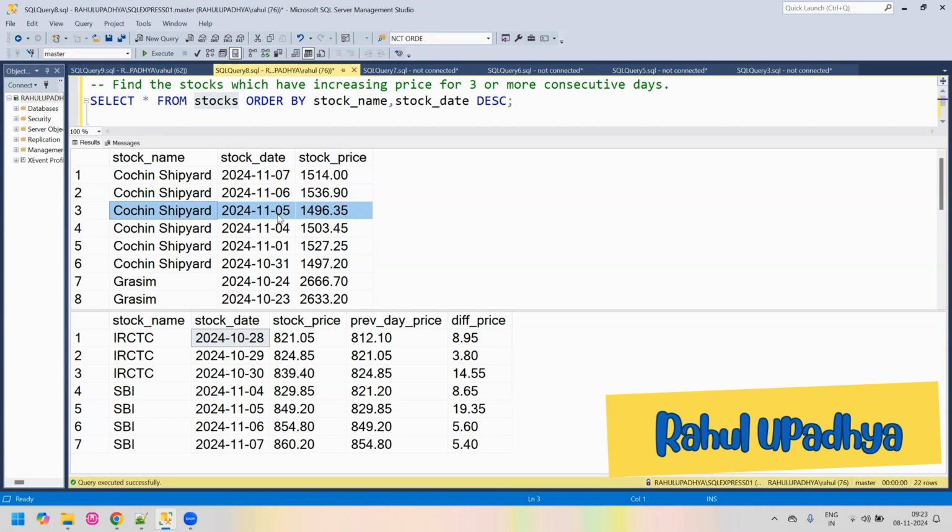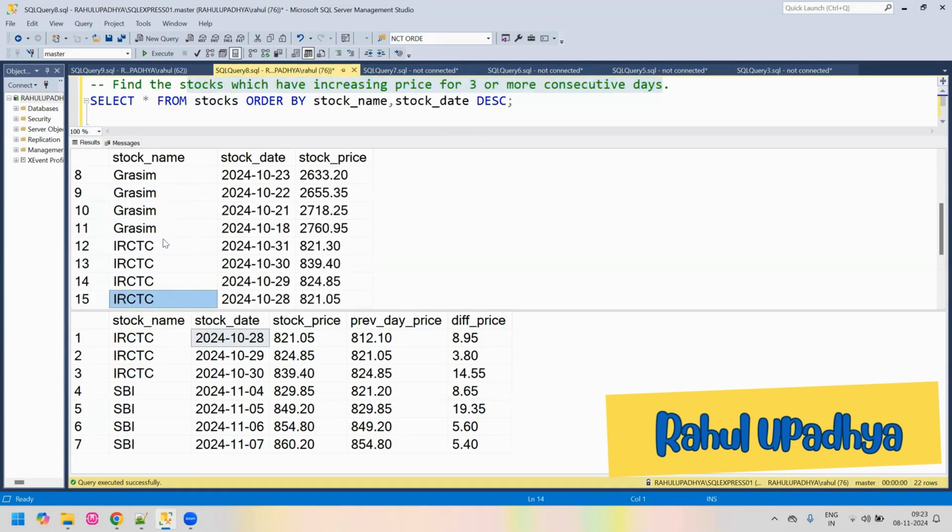Now we need to identify which are those stocks which have increasing price for 3 or more consecutive days. So if we compare the price with the previous day, and it is increasing for 3 or more days, we will report all such stocks in the output.